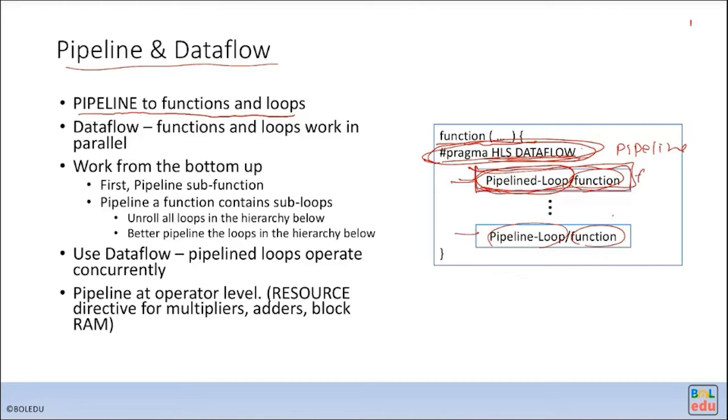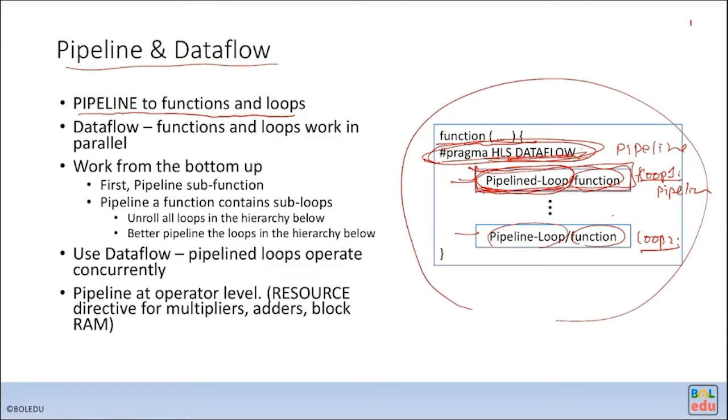So here you have a loop, another loop one, and a loop two. For each loop, you have to use a pipeline. So there must be a pipelined loop or function inside the data flow. To do these things, I suggest that you work from the bottom up. Those are the sub functions. First you have to work on the sub function. You try to pipeline the sub function first.